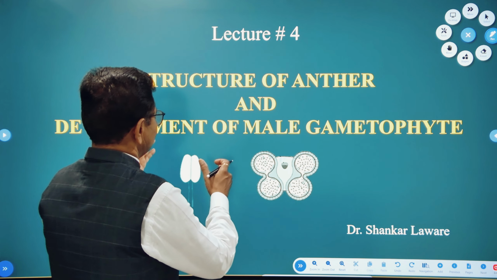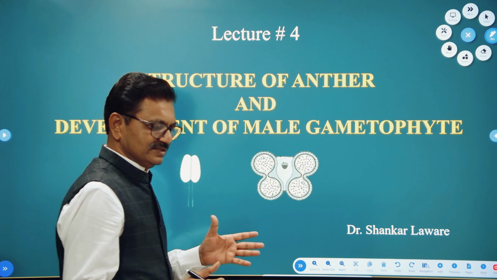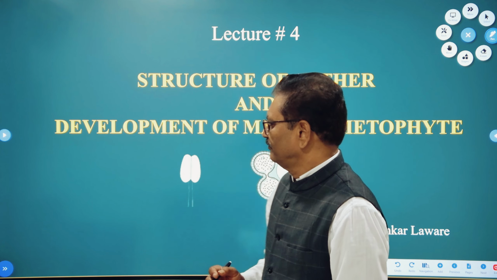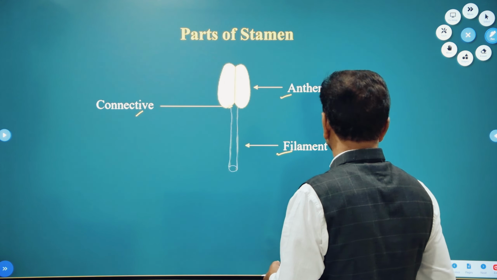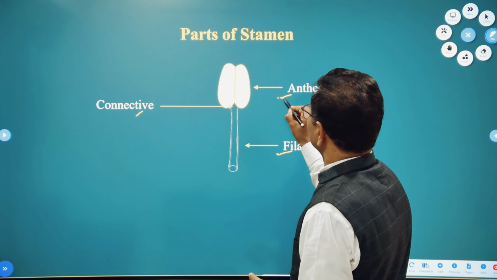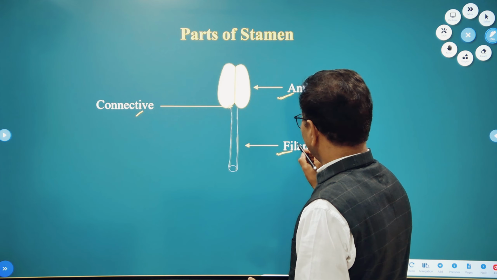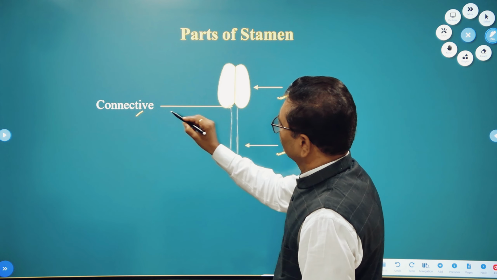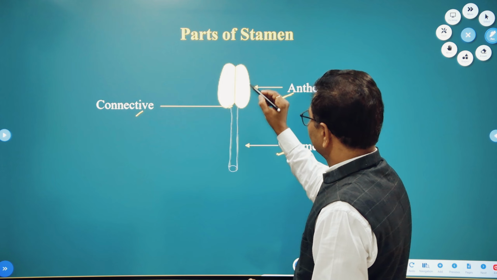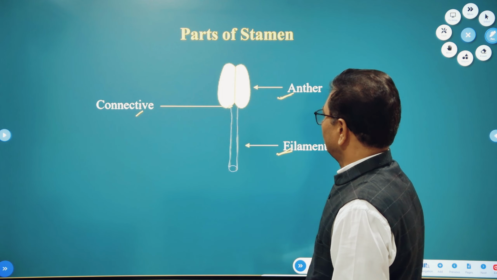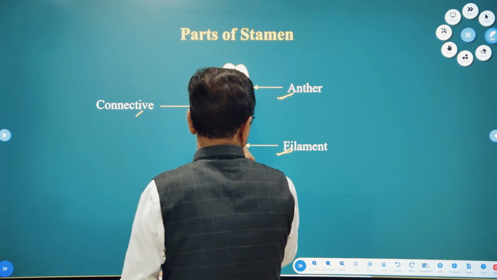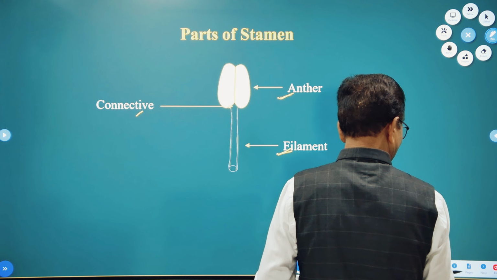If you want to know the structure of the androecium, it has different stamens. All the stamens together in a flower are called the androecium. A single stamen has an anther and a filament, and the anther and filament are connected through a connective. This is the anther and this is the filament. Entirely, this is called a stamen. The anther is a very important part in sexual reproduction in plants.